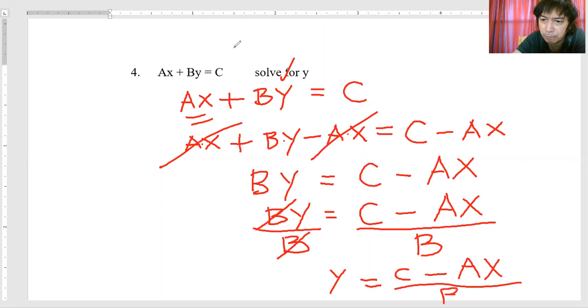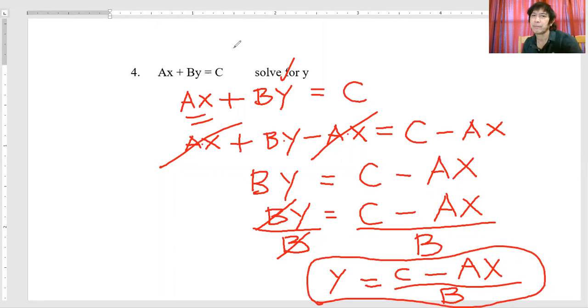There. And that's it. y is equal to c minus a times x over b. That's the required answer. We're after the y. That's the question here. Solve for y. And we have y in terms of the others. All right, so that goes to our number 4. Let's continue with the number 5.